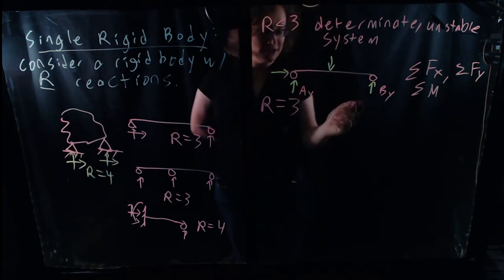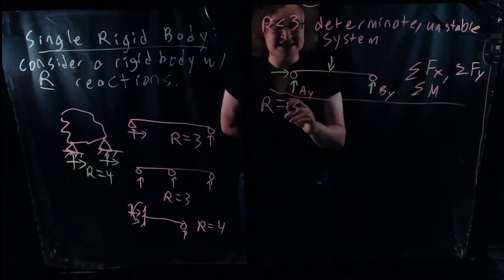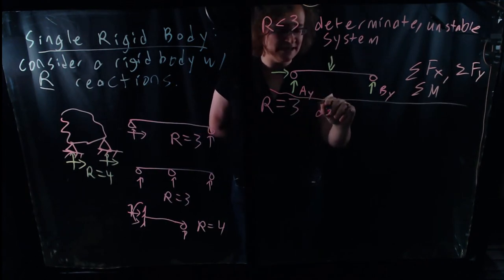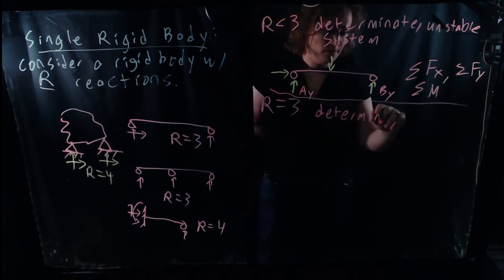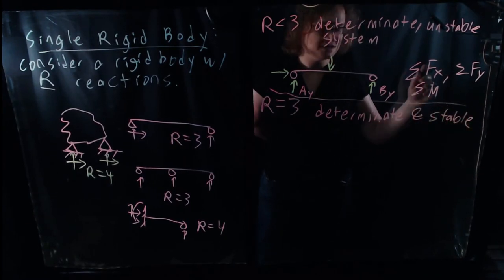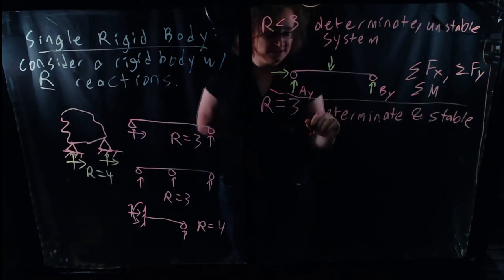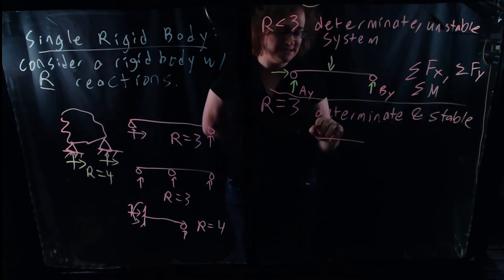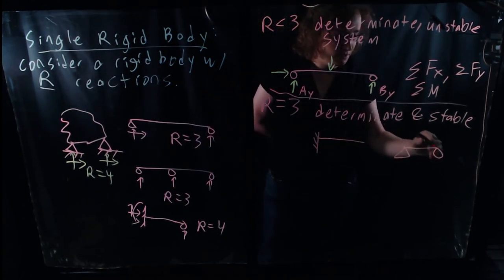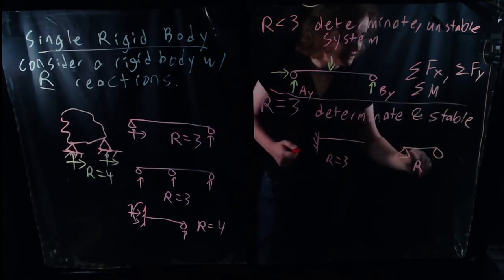Then, let's say we have R equals 3. So that's our R is less than 3 case. If R is equal to 3, then we have a system that is determinate and stable. Generally, although there are some exceptions we'll look at. A case of this would be something like a simply supported beam, or a fixed beam. In each of these cases, R equals 3.